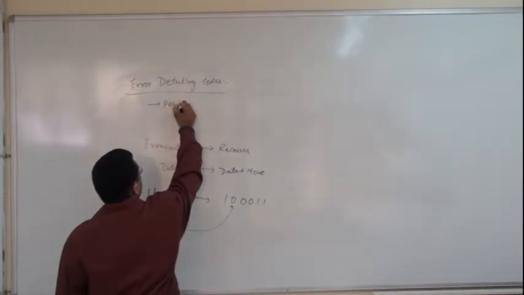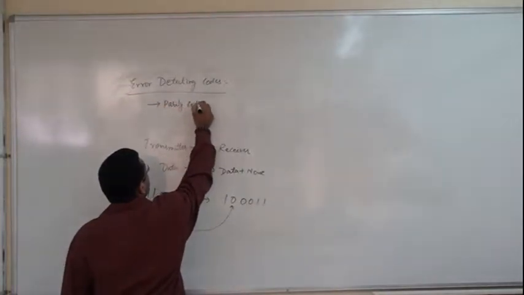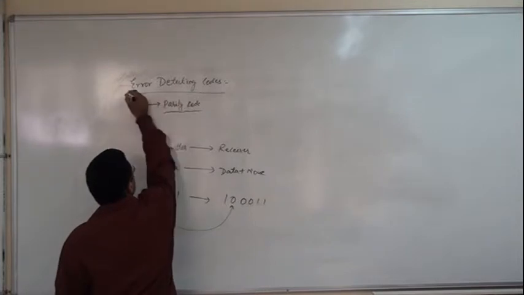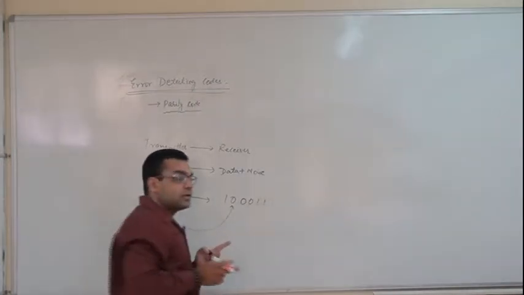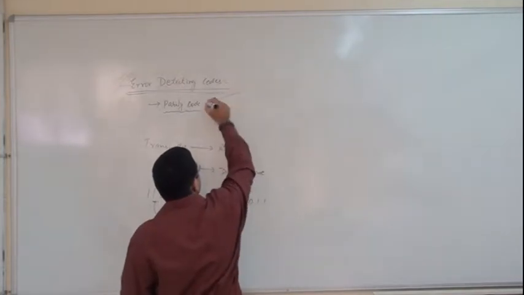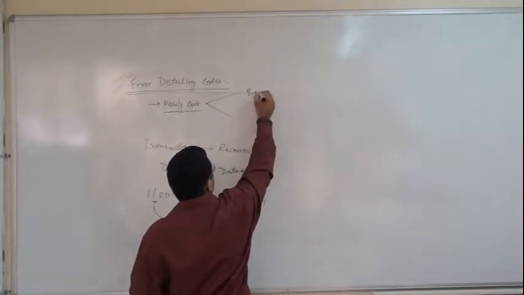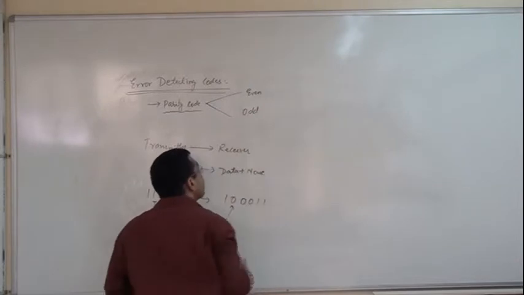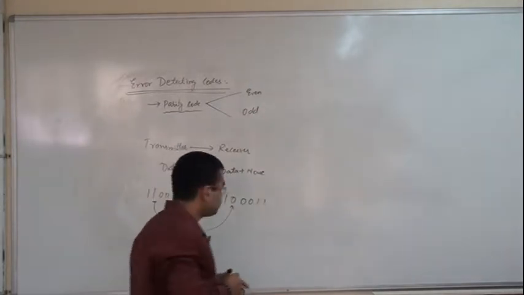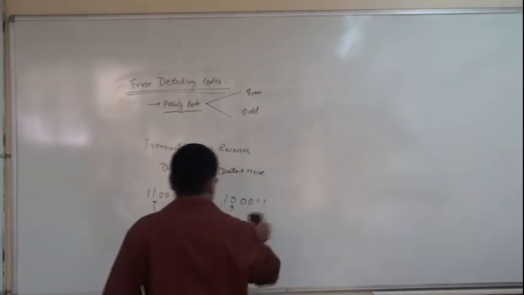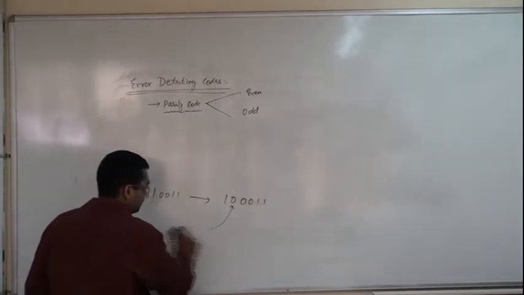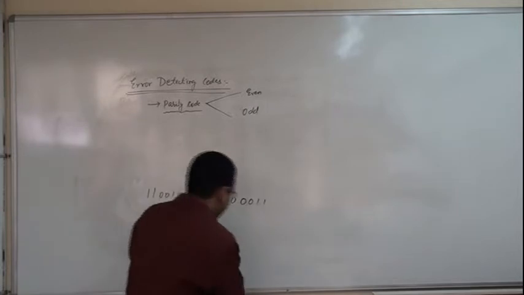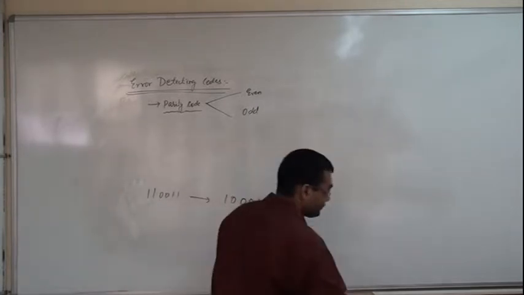Parity code. Parity code is actually of two types. We have an even parity and we have an odd parity. We take this only example. Now what is an even parity or what is an odd parity?